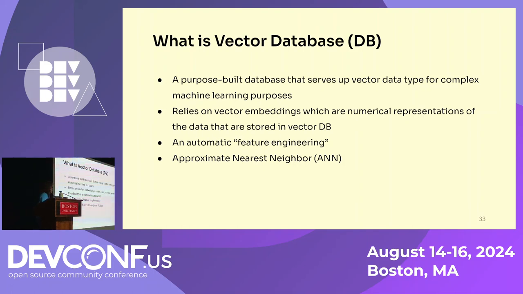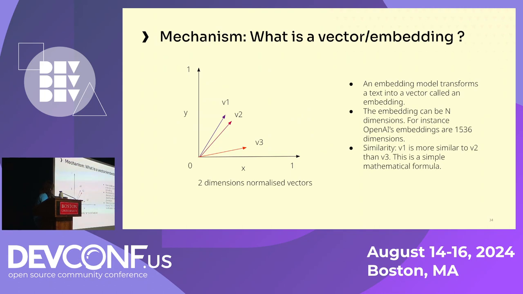I think there are roughly 17 or 20 or so vector embedding models out there you can use. But make sure you use the same model for storing and for querying, otherwise it won't work. And basically, it uses a technique called approximate nearest neighbor to do all of these calculations.